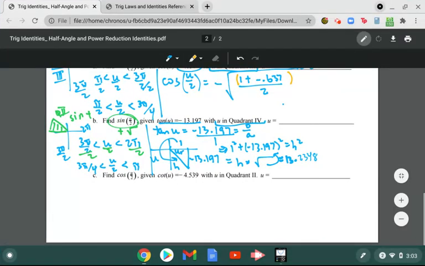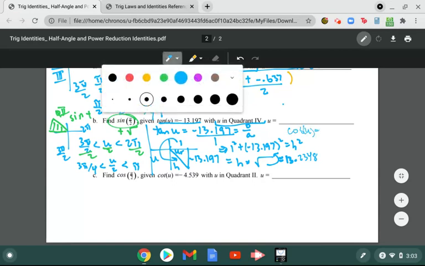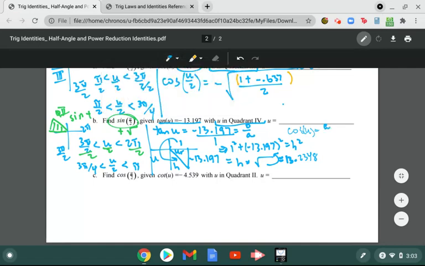So cosine of u is equal to adjacent over hypotenuse. Adjacent is 1. Hypotenuse is always positive, so 13.2348. Let's go ahead and put this into our formula, and I'm running out of room, so I'm going to do it down here. You might want to finish this on a separate piece of paper.